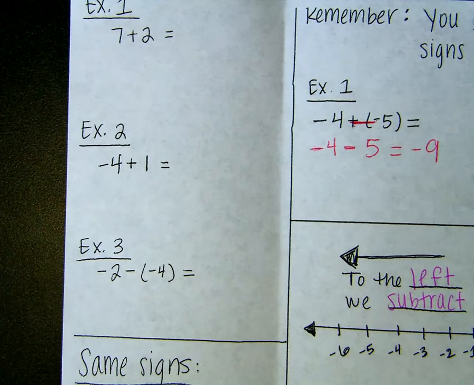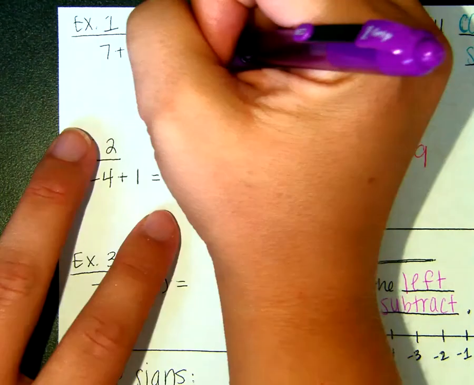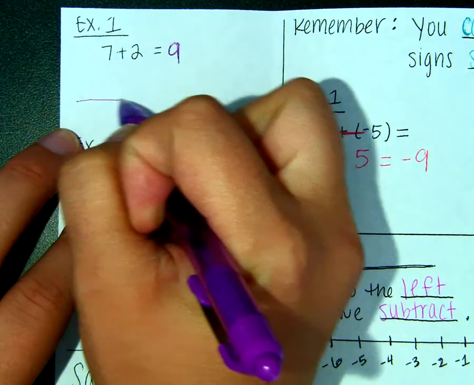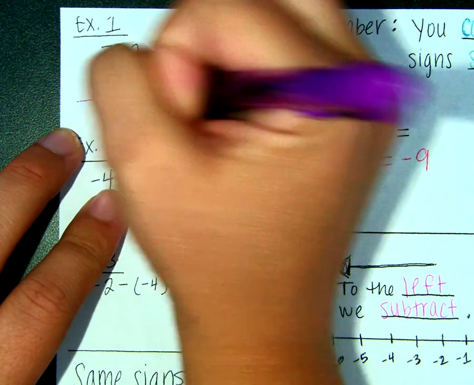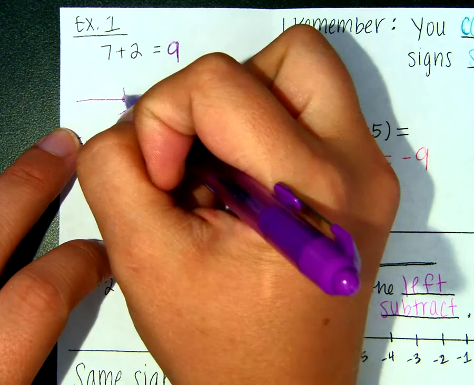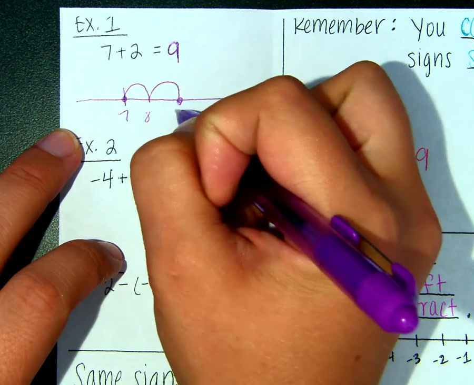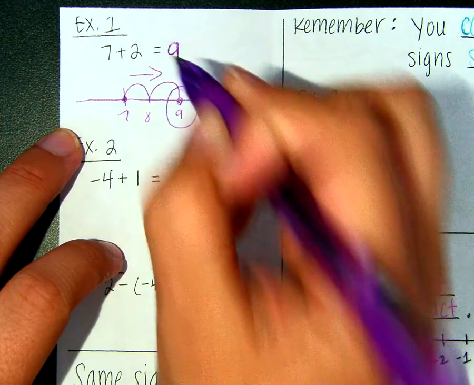Example 1, this is pretty easy. 7 plus 2, most of y'all can do that in your head or on your fingers. 7 plus 2 is 9. But again, be conscious of your number line. If you started at 7, and we're adding, so we're going to move to the right. So if you go 1, 2 to the right, you have 8 and then 9. That is your answer. And we move to the right.